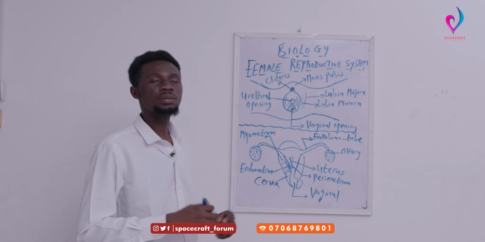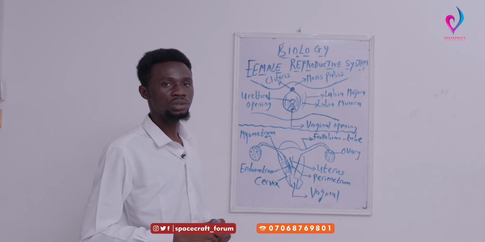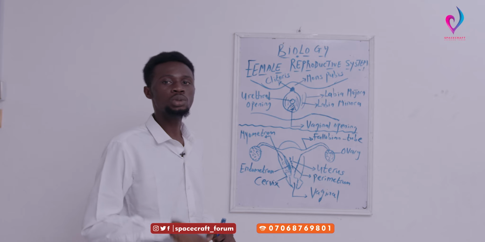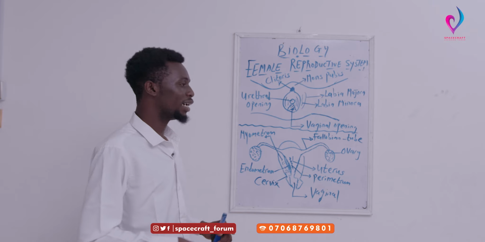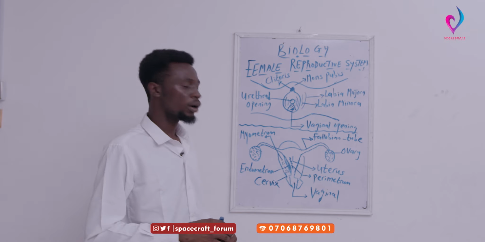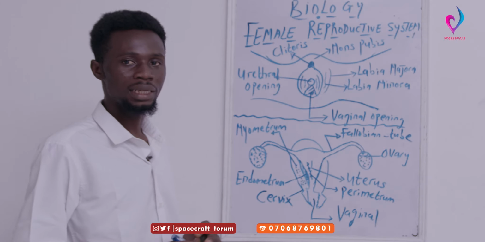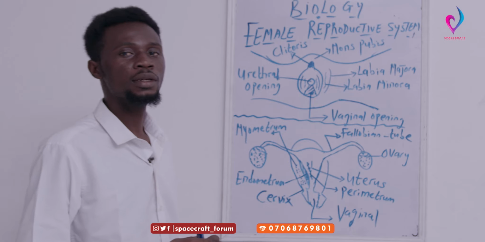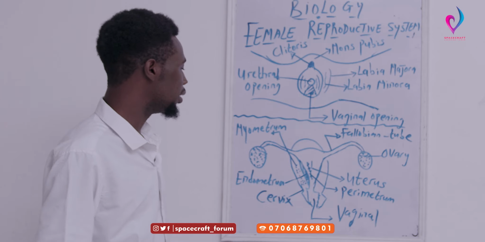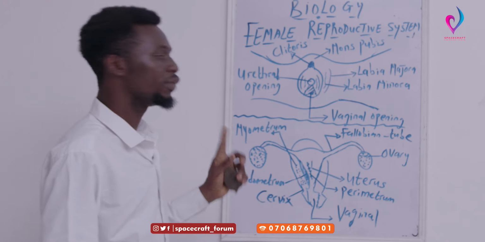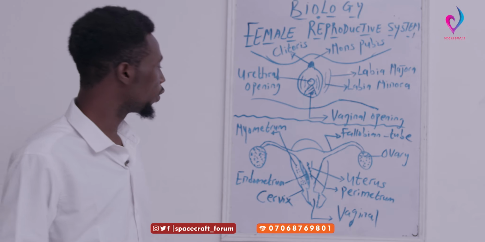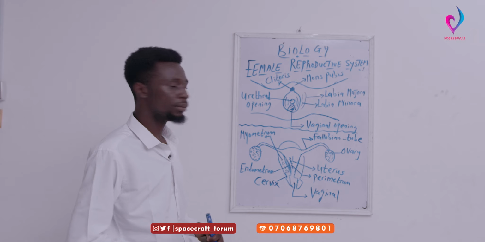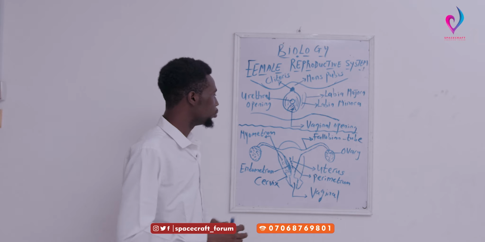The myometrium is made up of a muscular layer. As a result, it can relax and contract, thereby pushing the embryo downward into the vagina for easy delivering of the baby. All these structures together are regarded as the internal structure of the female reproductive system, which is made up of the cervix, the uterus, the fallopian tube, also known as the oviduct. Then the uterus, I said the uterus is made up of three layers: the perimetrium, the endometrium, and the myometrium.